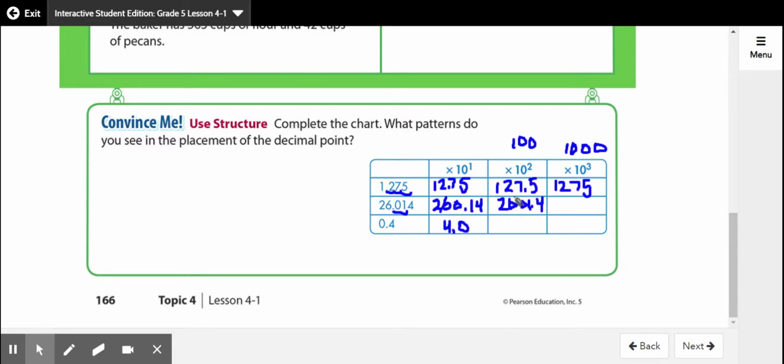A little messy. Maybe I'll try to fix my 6 up here. Okay. Now, if I have to move it over one more time, I'm going to have to move it over on the other side of the 4. So it's going to be 26,000. And that makes sense. 1,000 times 26 is 26,000.